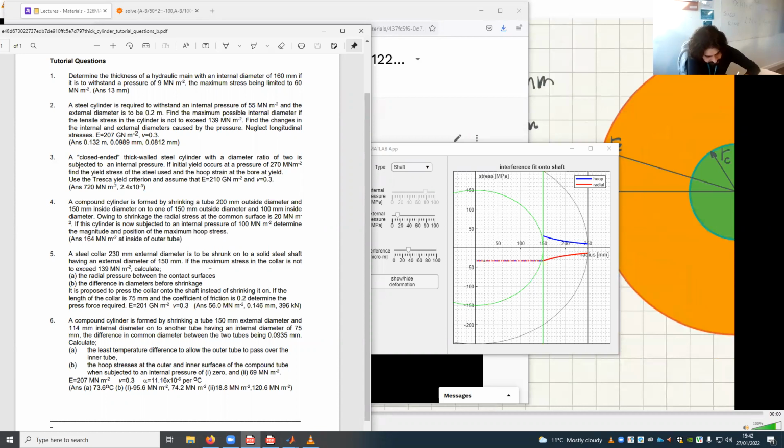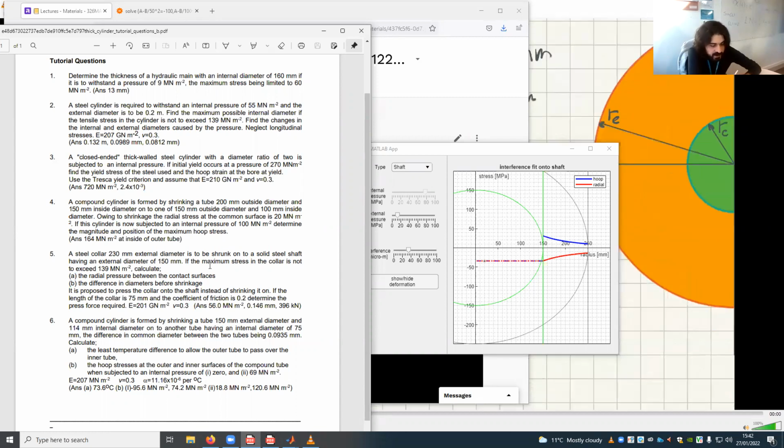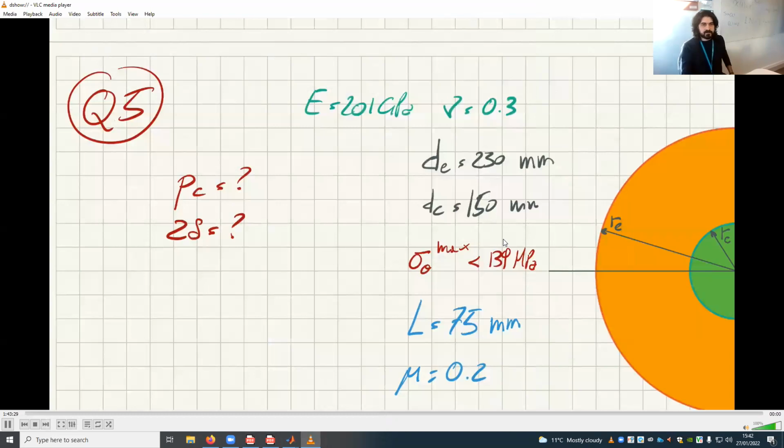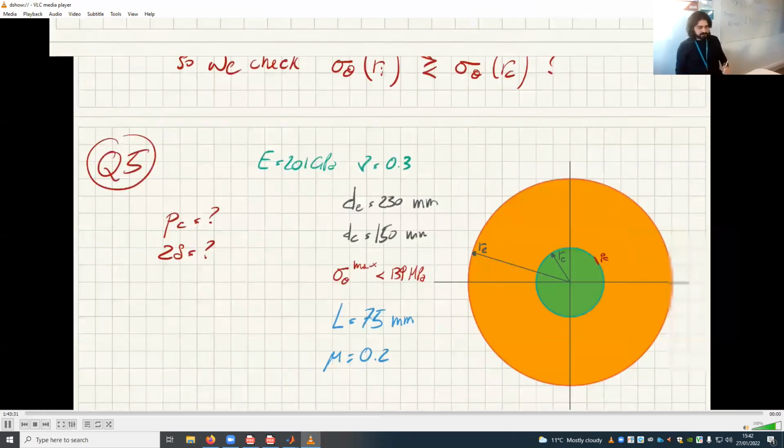Coefficient of friction, mu, is 0.2, no units. We also have the material properties, of course, which are E, 201 gigapascals, and nu, 0.3, Poisson's ratio. All right, I think I have everything. This is what we want, and this is what we have.